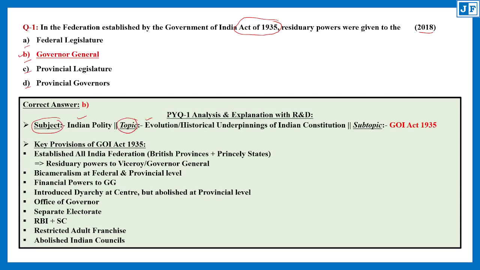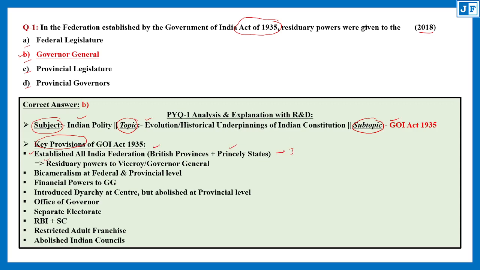In analysis, we got to learn that the question has been framed from Indian Polity. Topic is evolution or historical underpinnings of the Indian Constitution. Subtopic is Government of India Act 1935. Key provisions of the Act were: Number 1, it established the All India Federation, which included British provinces and princely states. The residuary powers were given to the Viceroy or Governor General.